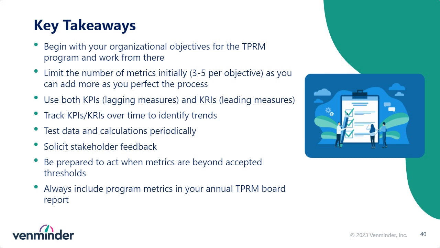Limit the number of metrics in the beginning to 3 to 5 per objective, because you can always add more as you go to refine them. But I guarantee you the first couple of reviews of this information, you will be making adjustments. Use both key performance indicators and key risk indicators for the optimal information, right? So we want to show how we've done, and we want to help manage risk. Track the trends of both your KPIs and your KRIs over time, right? This can really help, especially if you're making continuous improvement every cycle.